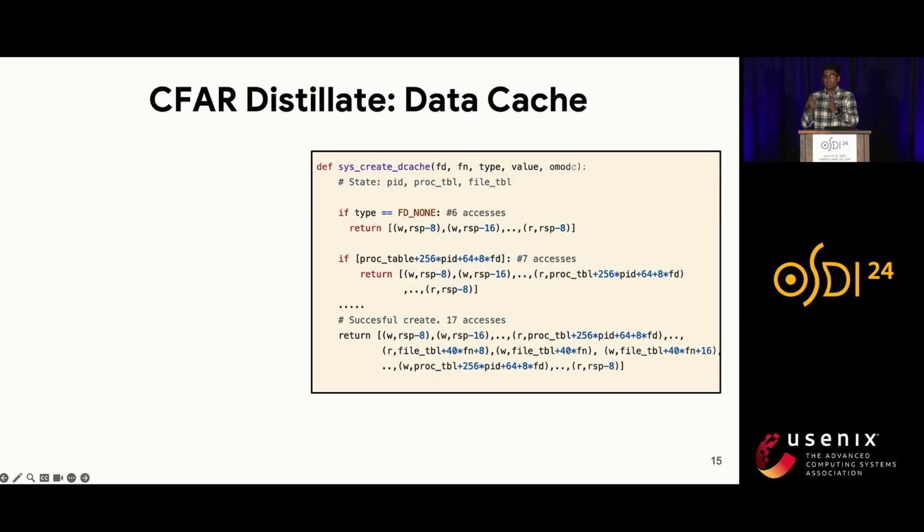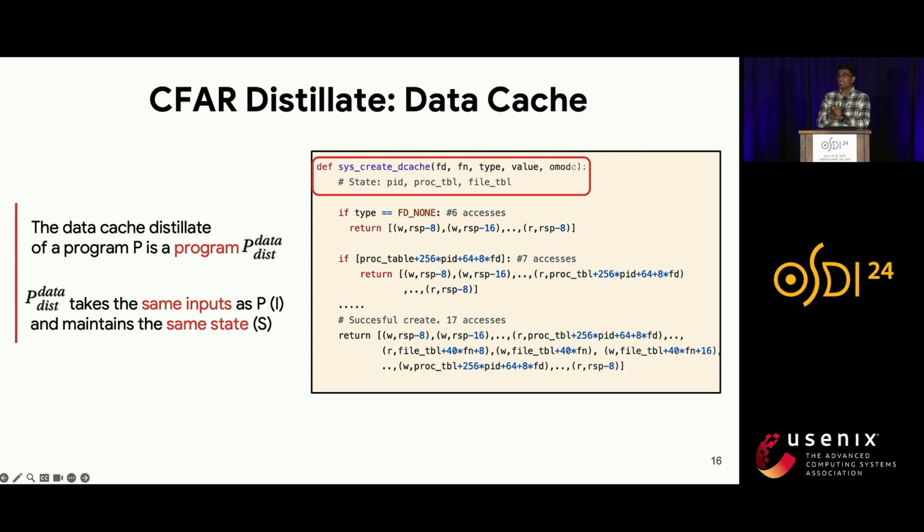Now on this slide, you see the data cache distillate for the create syscall. Now CFAR extracts a similar distillate for the instruction cache, but I'll have to refer you to the paper for that. Now, before you try reading this, I want to emphasize that the distillate is an intermediate representation, and it's not something that developers are going to read directly. Nevertheless, there are a few things I want to emphasize.